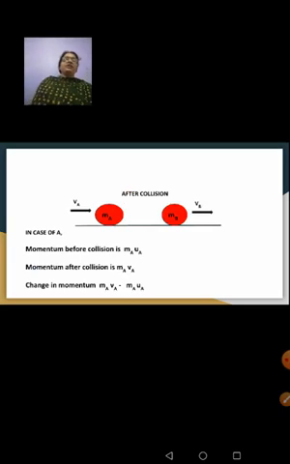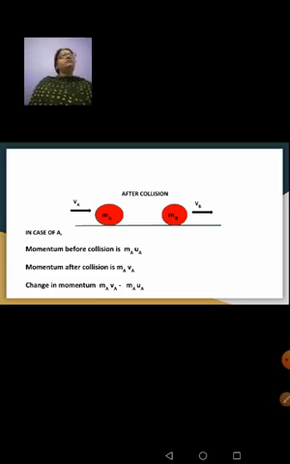Now let's start writing the momentum for both the objects. The momentum of object A before collision is, what is the formula for momentum? Mass into velocity. For object A, the mass is MA, as we have already assumed. Before collision the velocity was UA for object A and UB for object B. The velocities have changed for ball A from UA to VA, and for ball B from UB to VB. So the momentum of the ball before collision is MAUA, and the momentum after collision is MAVA.